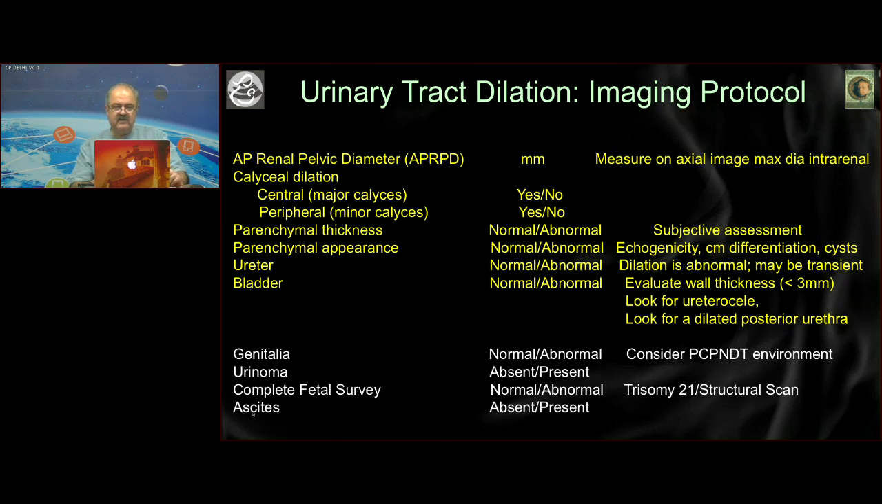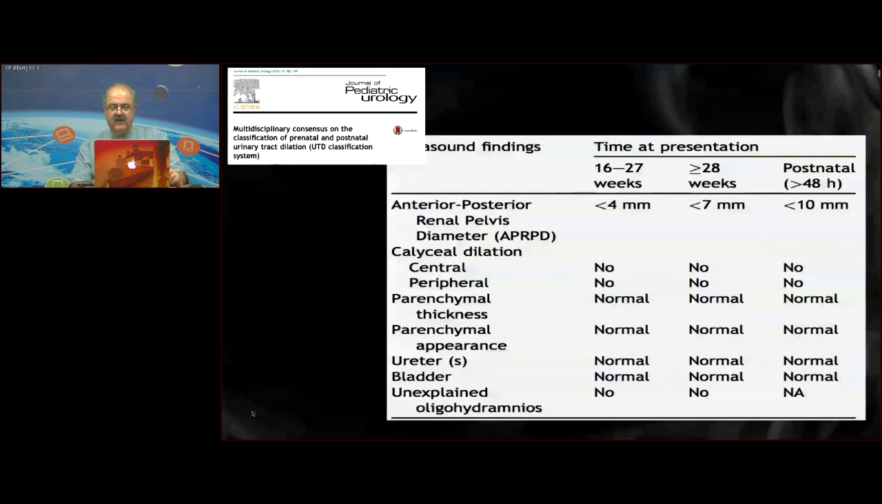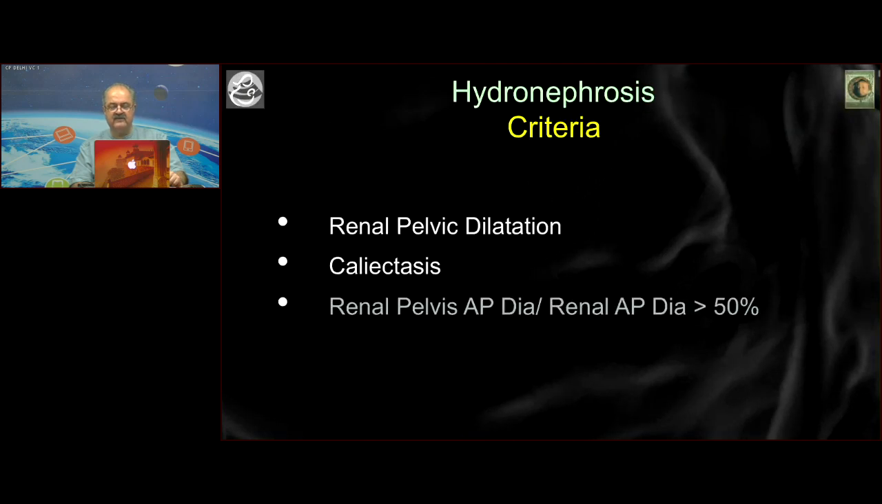So what do we use now in terms of the classification? We divide the fetus into whether it's less than 27 weeks old or it's 28 weeks or more. Normal, less than 4 millimeters up to 27 weeks, and less than 7 millimeters after 28 weeks. And then of course the rest as I explained. And in the postnatal period we use 10 millimeters as a cutoff. Remember that we used to use an older additional criterion, which is renal pelvis AP diameter divided by renal AP diameter, and if that was more than 50%, we don't use that anymore.